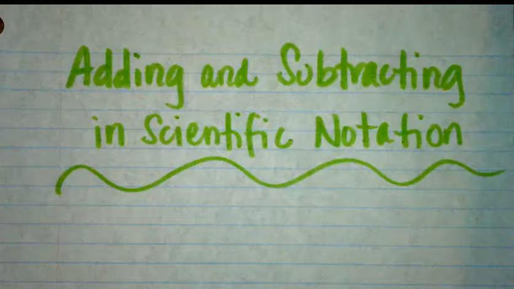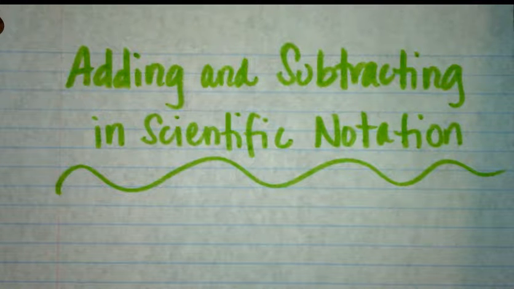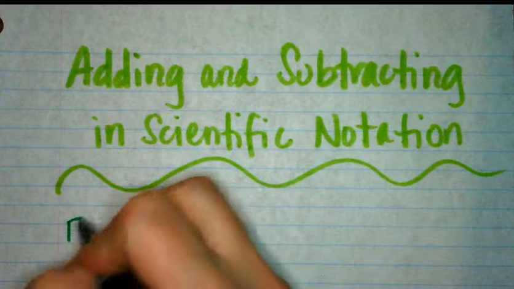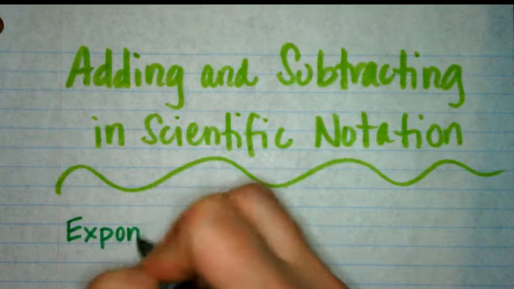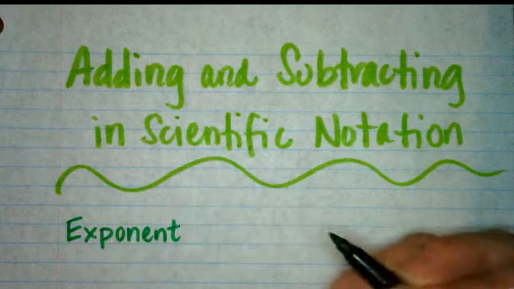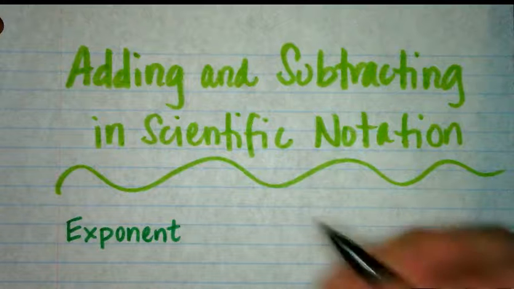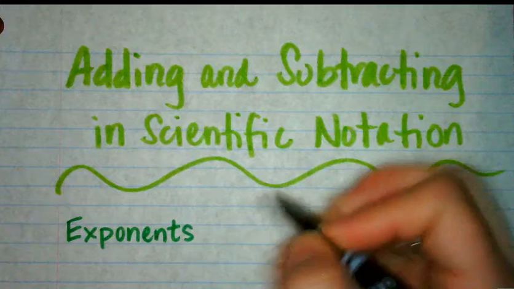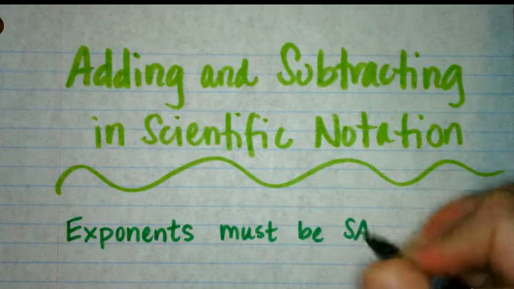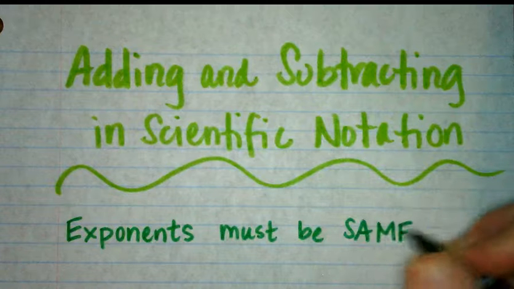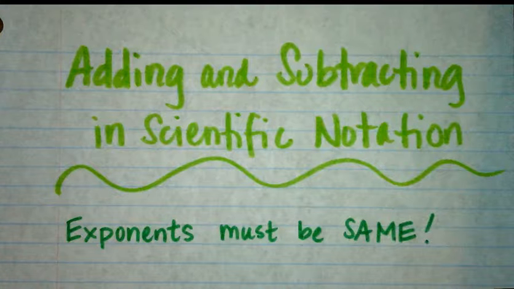Most students find adding and subtracting numbers in scientific notation more difficult than multiplying and dividing. But just like in adding and subtracting with decimals, you have to line up the decimals. Since what we're basically doing in scientific notation is dealing with decimals, we need to make sure that the exponents are the same, because that is lining up the decimal in scientific notation. So the exponents have to be the same when we add or subtract in scientific notation.